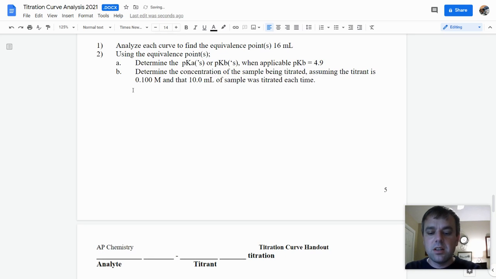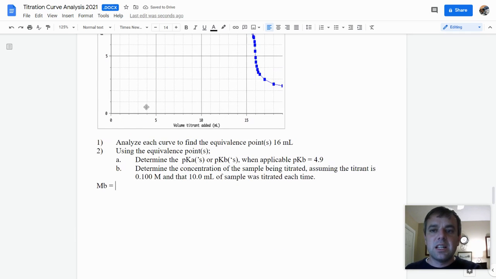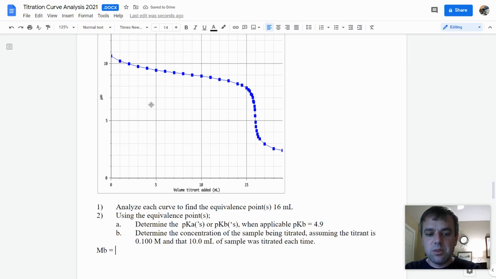Molarity of the base is going to equal the molarity of the acid, which is 0.10, times the volume of the acid that we used, which is 16, divided by the volume of the base, which is 10 milliliters, which gives us 0.16 molar for our base.